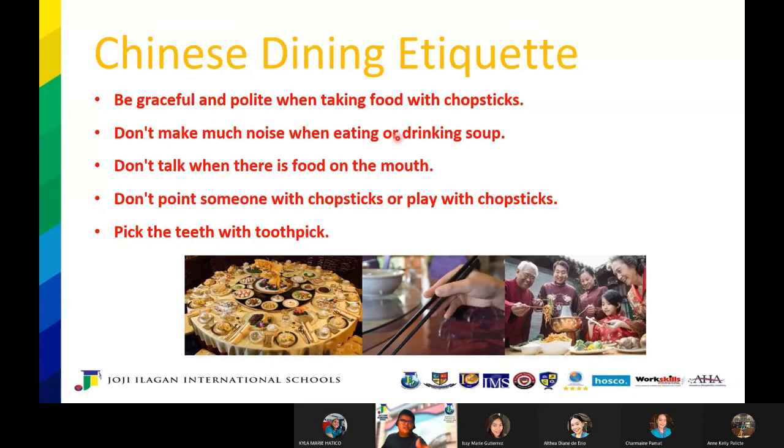Lastly, pick the teeth with toothpicks, not your chopsticks. Bawal siya. You don't use your chopsticks as your toothpick. There is a separate toothpick that you should use, no? So, it's also what we do, no? Pero offensive sa Chinese rin na mag-ana kasi mong ngipon ana. No. That's very rude etiquette. No, there are lots more of dining etiquette, no.